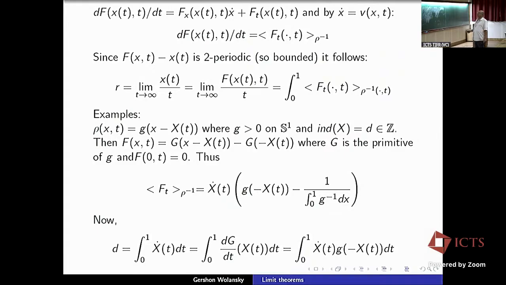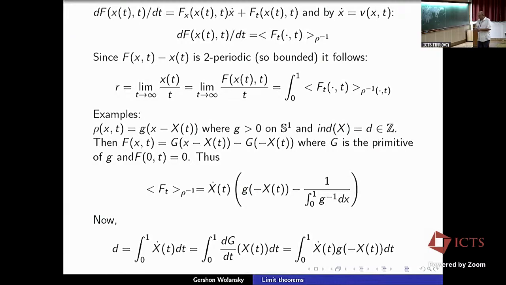So it's bounded. So if you want to look at the limit of the orbit x_t over t on the line, this will be the same as this limit, right? Because the difference between f and x is bounded. So this is like the average of the integral over t of the rho minus one average of t.